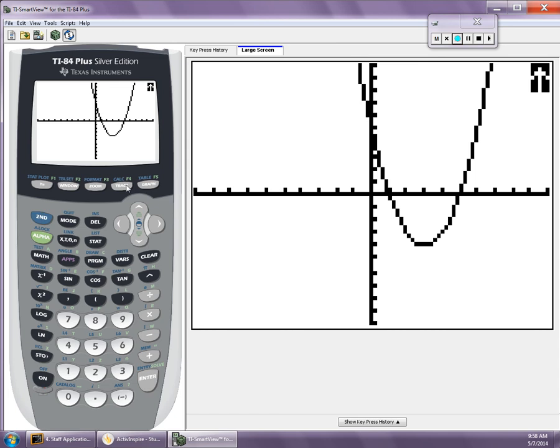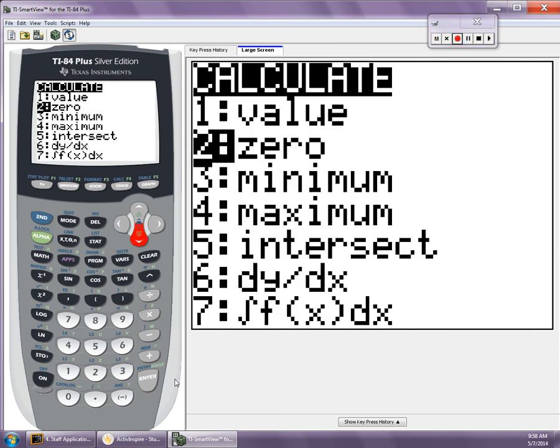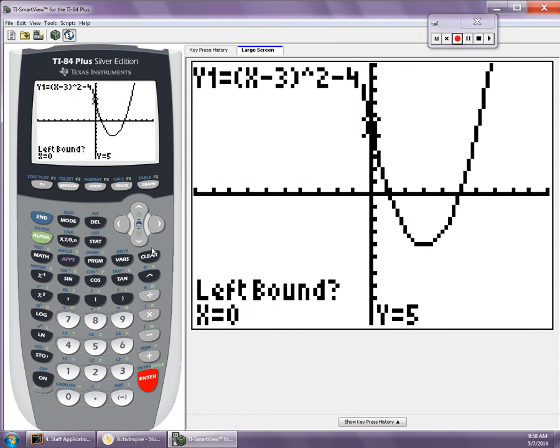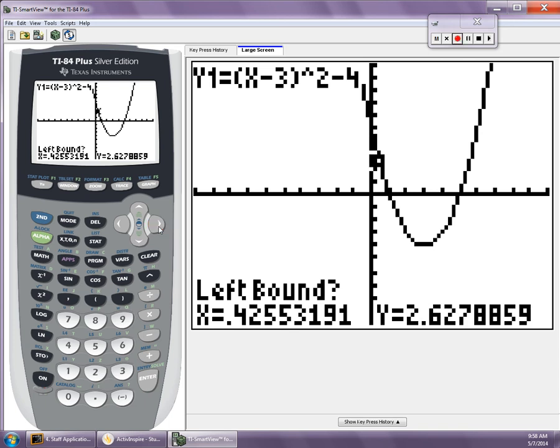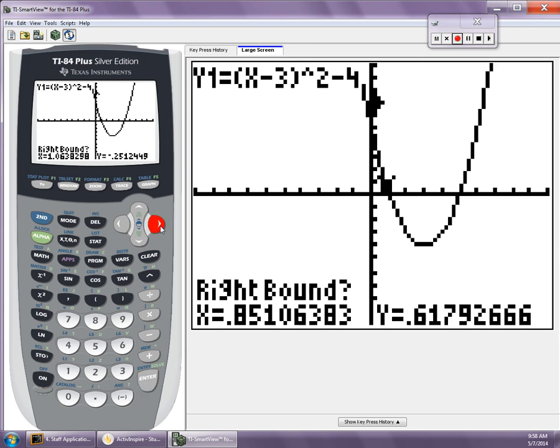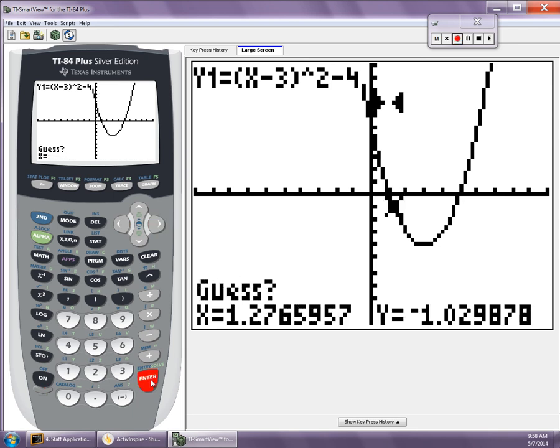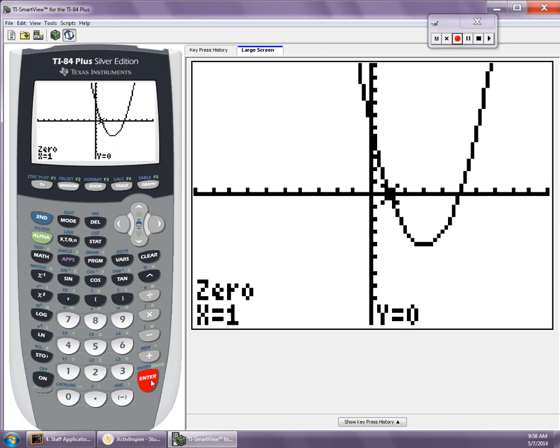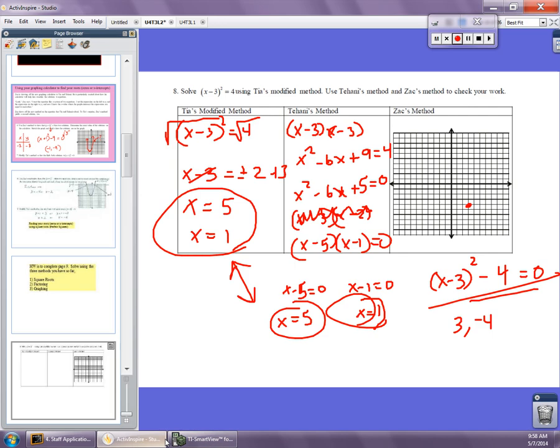Second trace, which is calculate the zeros. Left bound, I'm just going to do 1 because you're going to get the same answers. Left bound is going to go to that point. I'm going to go to the left of it, which is above it. Enter. Right bound below it. Enter. And lo and behold, we will get 1, 0. And if we did the same thing to the other side, we get 5. Same answers that you would get either way. And that would be Zach's method.